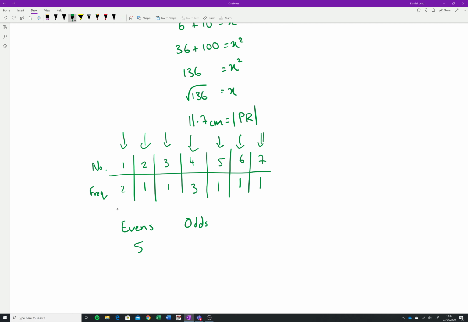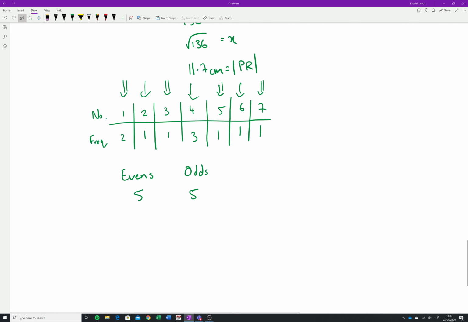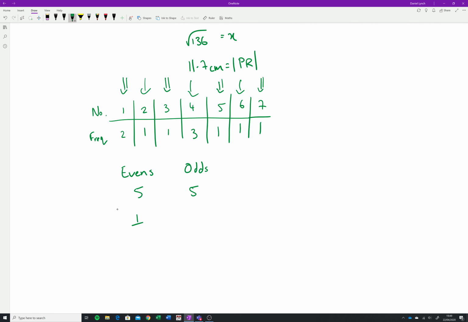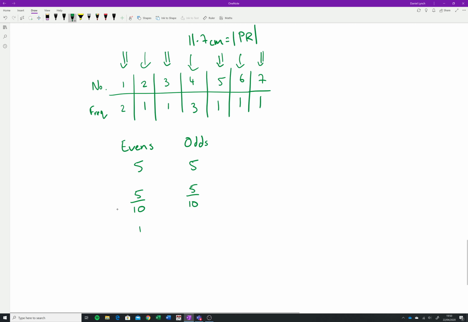And how many odds are there in total? It would have been helpful if I used a different marking for the odds. We have 5 also. Okay, well of course we do, it's out of 10. So the chance of an even coming up is 5 out of 10. The chance of an odd coming up is 5 out of 10, or another way to say it is a half. Is it a fair game? Yeah, it's a fair game in that it's 50-50.